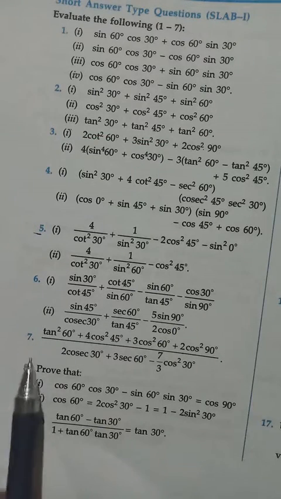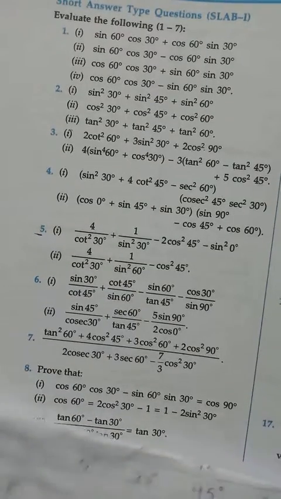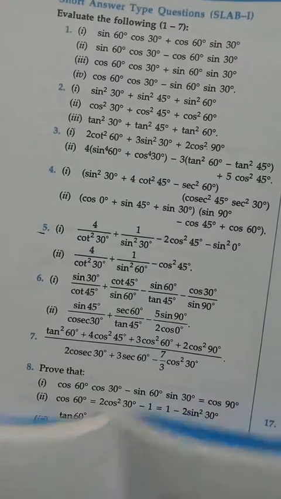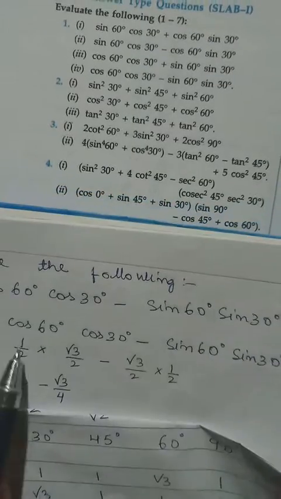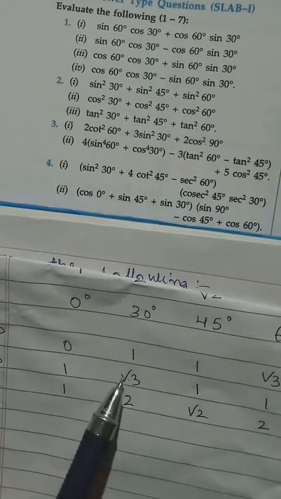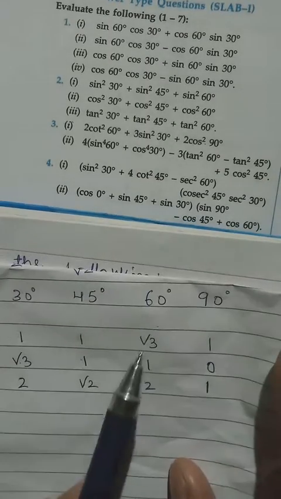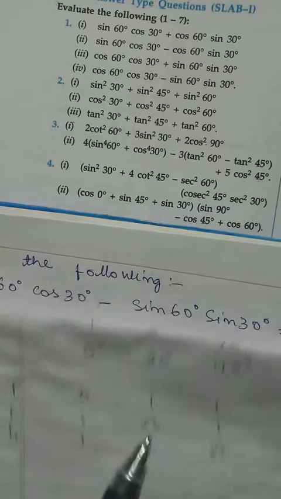And next question 8, we have to prove that the left hand side equal to right hand side. So we'll take the right hand side. Okay, let's take first the right hand side. Then cos 60 will replace from the table. Cos 60 we know b by h, so 1 by 2. Cos 30 b by h, root 3 by 2 minus sin 60. It is root 3 by 2 p by h. Then sin 30 we have p by h, 1 by 2.